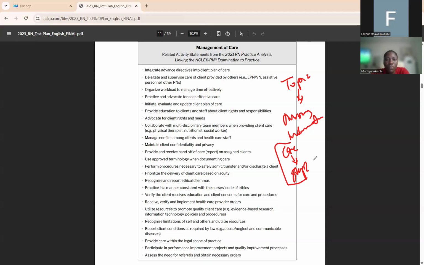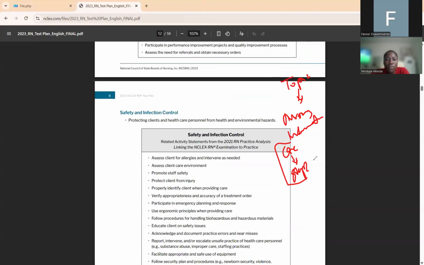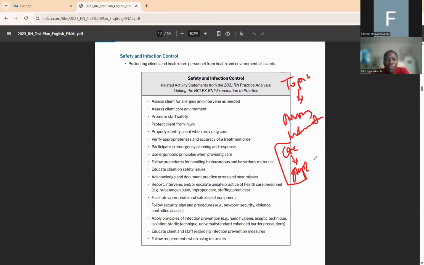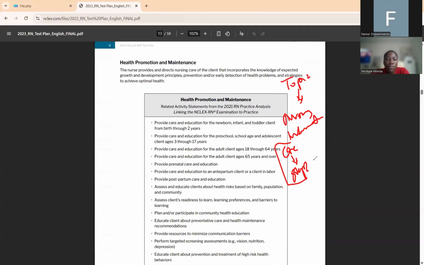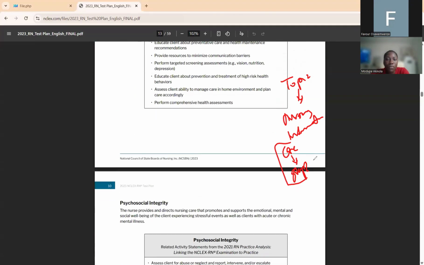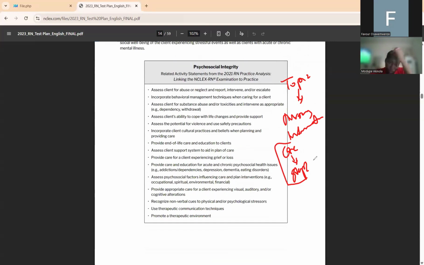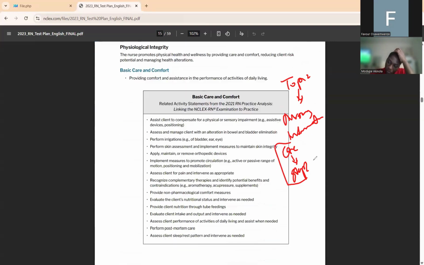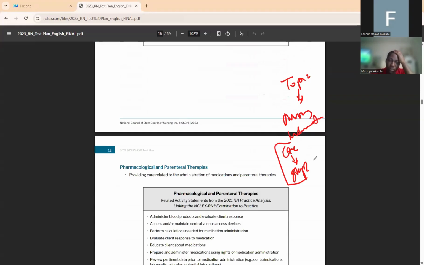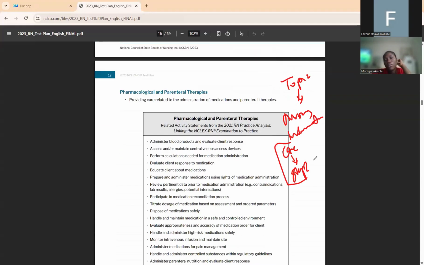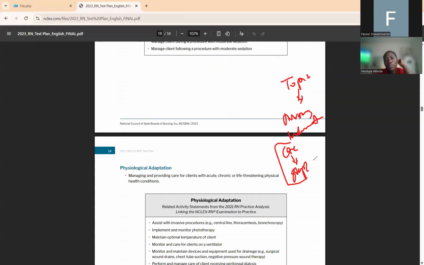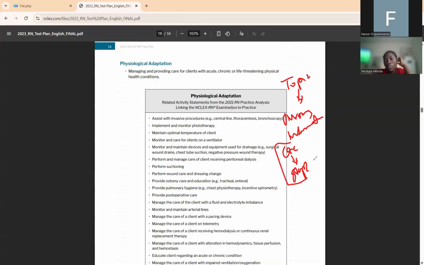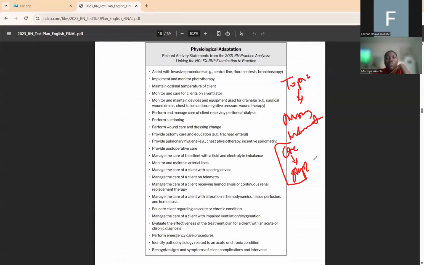Like we have content under other areas as well. Safety and infection control, these are the contents. Health promotion and maintenance, these are the contents. Psychosocial integrity, these are the contents. Basic care and comfort, these are the contents. Pharmacology, these are the contents. And then reduction of risk potential. Lastly, physiological adaptation. I will send this document to you so that you can know the content as well.